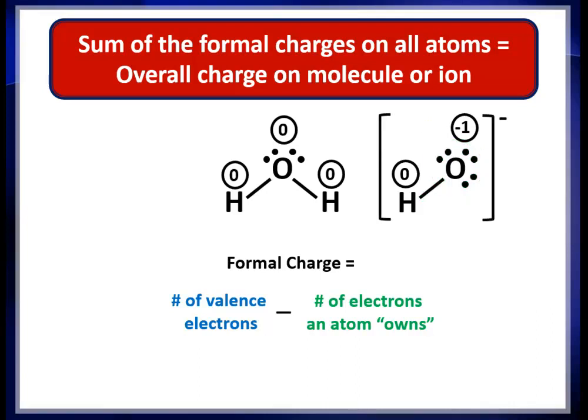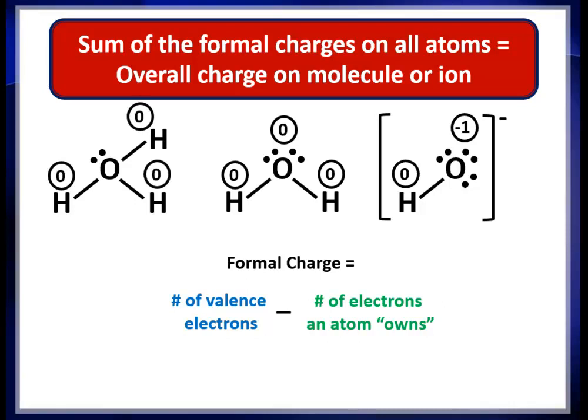Let's go in the opposite direction now. Instead of looking at a structure like hydroxide, where oxygen owns more electrons than valence electrons, consider the structure of hydronium, where oxygen is forced to share more electrons with hydrogen, and as a result owns fewer electrons. Again, the hydrogens here are unchanged, so each are formally neutral. But what about that oxygen?